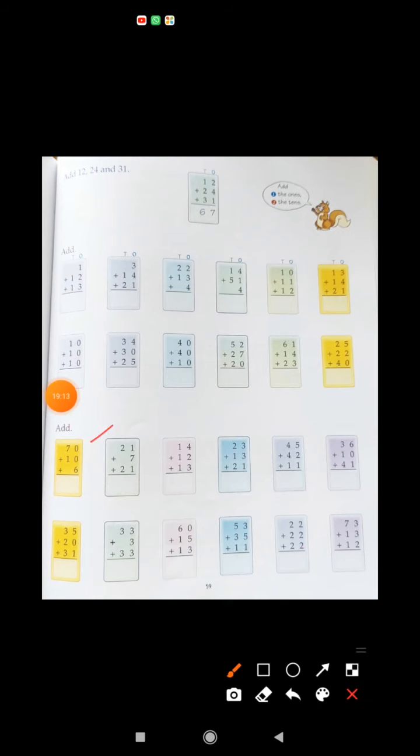Next question, add the ones. 1 plus 7, 8, 8 plus 1 is 9. Now add the tens, 2 plus 2 is 4. The answer is 49. Like this you do these parts also.